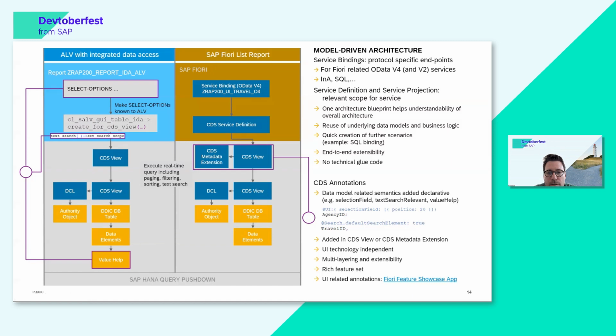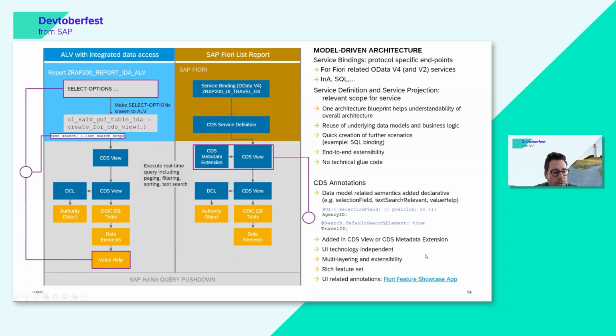We can then influence, on the one hand, the UI rendering, but we can also influence the runtime of this. So what is relevant for the text search? Which elements should be shown in the table, in the selection screen, or on the object page? And as I said, this is UI technology independent.